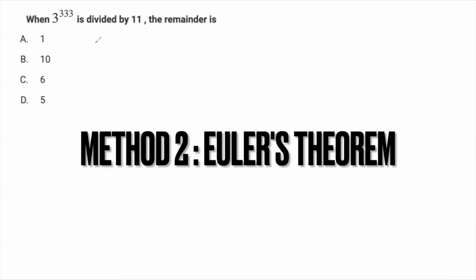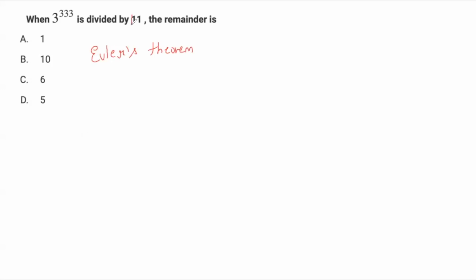Now let's look at the quicker way of solving this particular question, guys. And this I've discussed in my course as well. It is basically the concept of Euler's theorem. The Euler's number of the divisor should be found out. So we have to find out the Euler's number of 11. Euler's number of 11 is basically 11 minus 1, and that is nothing but 10.